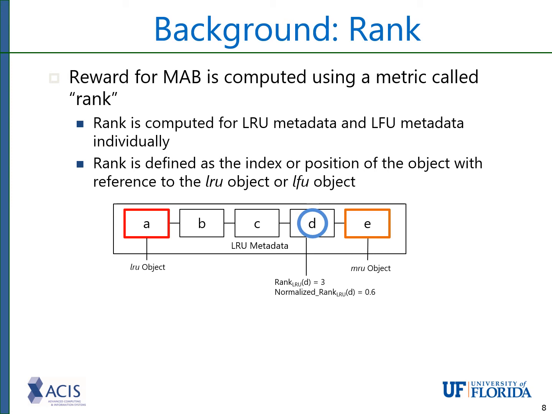For convenience, we compute the normalized rank, which is the rank over the total number of objects in the cache at any given time. Thus, the normalized rank with respect to the LRU metadata of D is 0.6.